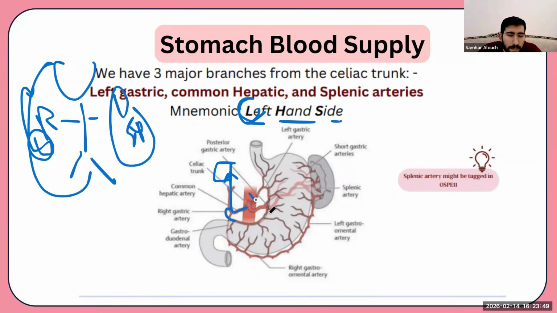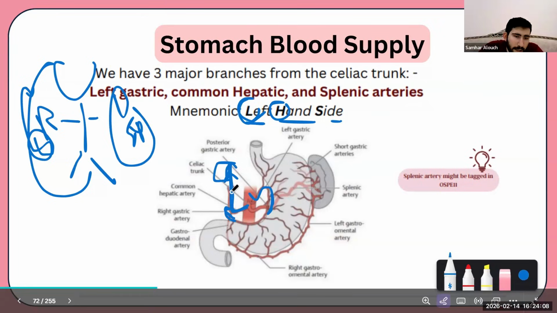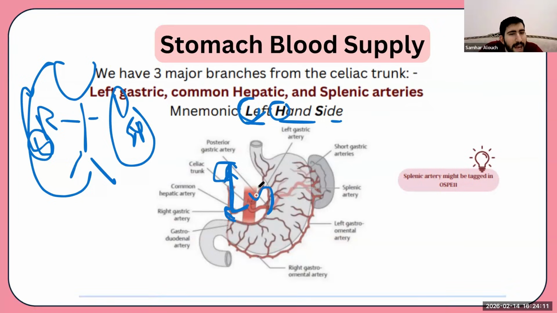L is for left gastric artery supplying the lesser curvature. The H is for common hepatic artery. Common hepatic artery will give hepatic artery proper that goes to the liver, and the gastroduodenal artery. Gastroduodenal artery will supply the stomach and the duodenum. Now, the hepatic artery proper will give something called right gastric artery, because if we have left gastric artery, we need a right gastric artery, which will meet the left gastric artery, and that's the whole supply of the lesser curvature.